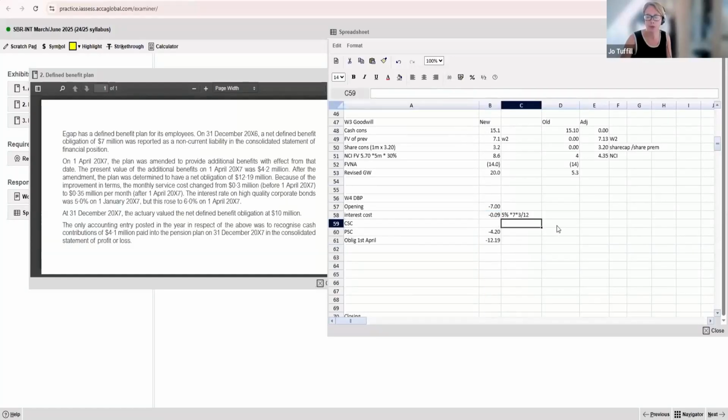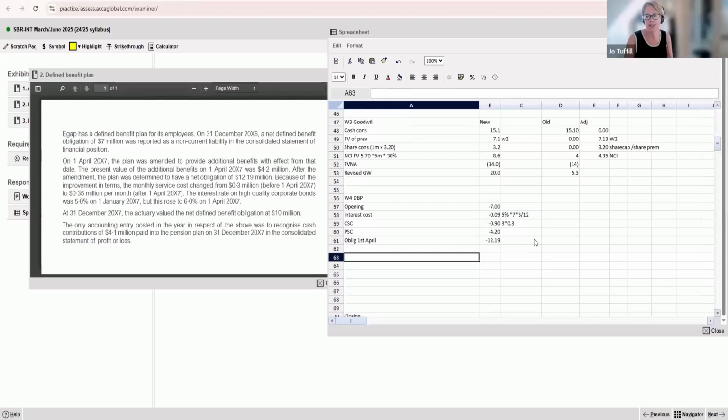The current service cost we've been told for 3 months is 0.3. So it's 3 times 0.3, and therefore that's going to be 0.9. I can do that in my head. And don't forget that's also a minus. So if you want to check that that works, you can add that down and you can see that it does come to the figure I said, minus 12.19. Now, don't worry if it doesn't. You've just got to keep moving on.